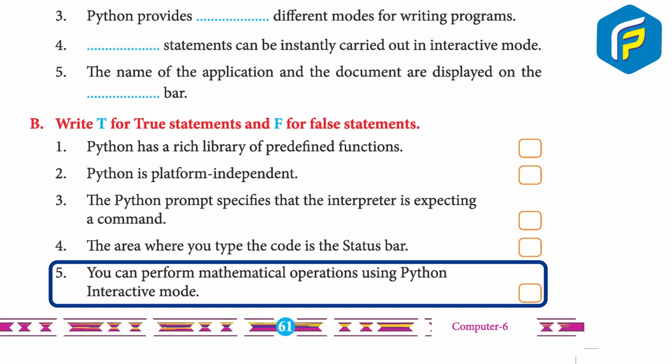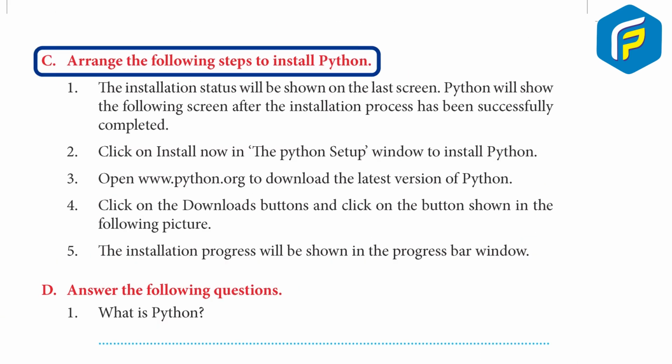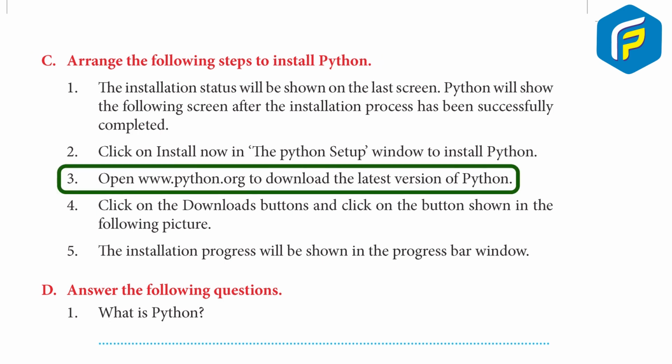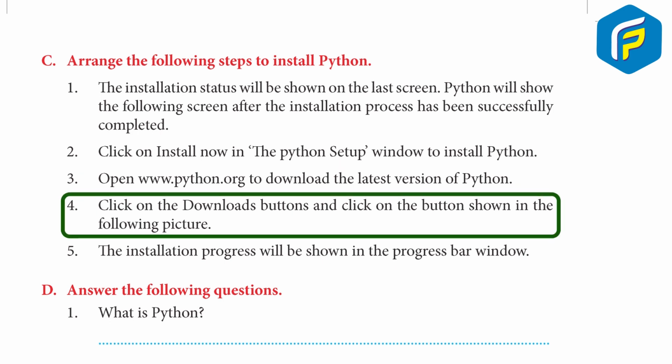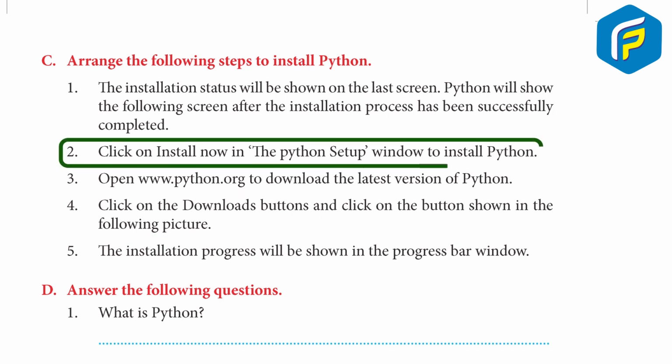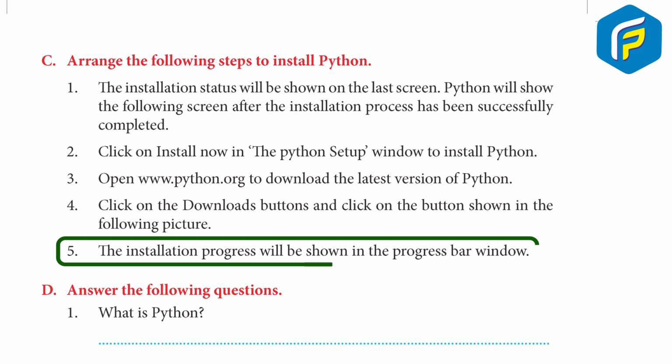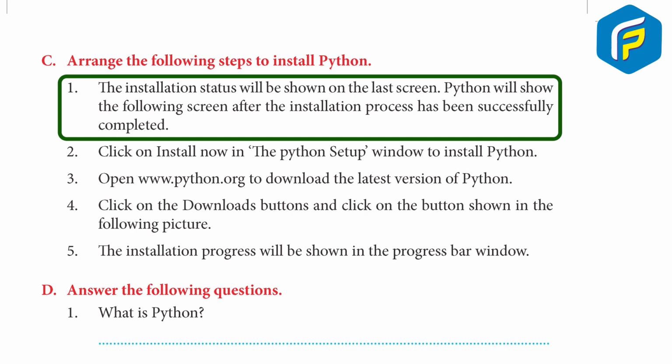5. You can perform mathematical operations using Python interactive mode. Answer: False. C. Arrange the following steps to install Python. Answer: Open www.python.org to download the latest version of Python. Click on the Download button and click on the button shown in the following picture. Click on Install Now in the Python Setup window to install Python. The installation progress will be shown in the Progress bar window. The installation status will be shown on the last screen. Python will show the following screen after the installation process has been successfully completed.